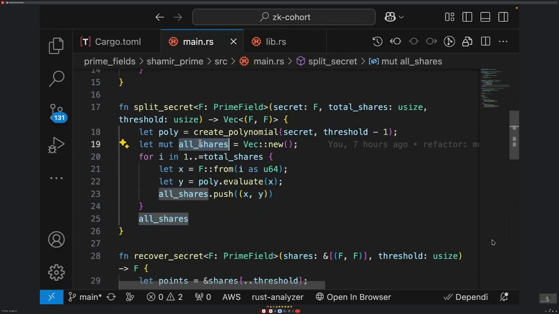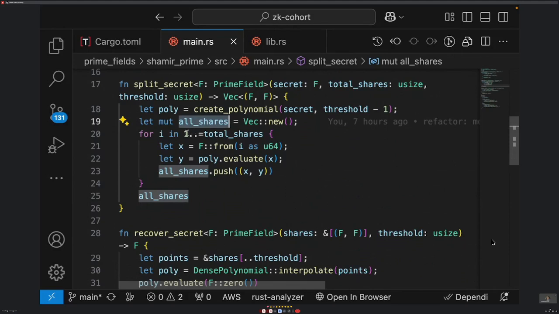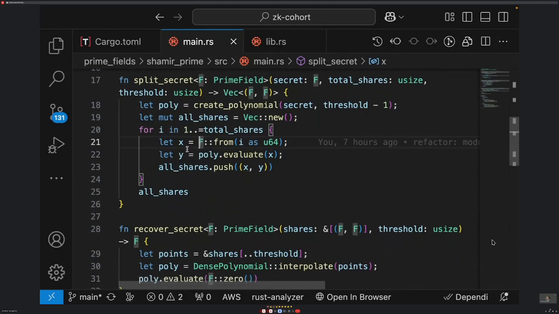So now that's why number 1, I'm going to instantiate a new array here. That is vector. Sorry, I'm mixing array and vectors, but it's vector new. Then I'm going to just loop from 1 to the total number of shares. So it's going to go through the remaining 10 people and be able to give each of them. So from the first part now, I'm getting a random value, which is f from i as u64. Then the y part, I'm going to evaluate. You know that for every x that I put into the evaluate function, I'm actually going to get a y.